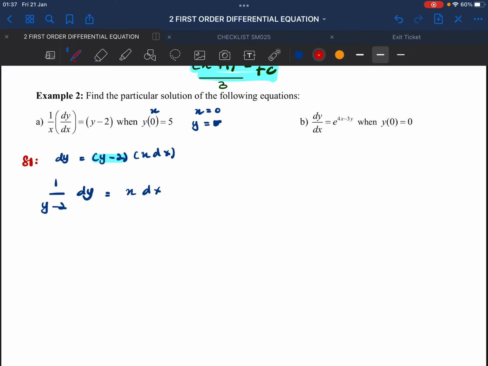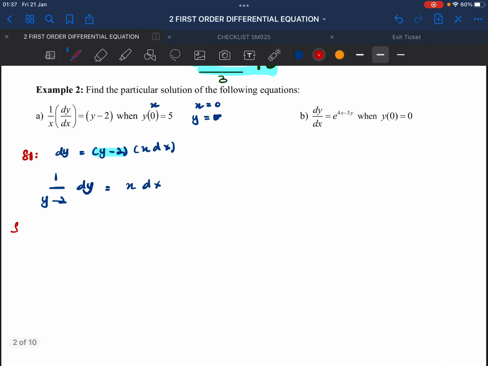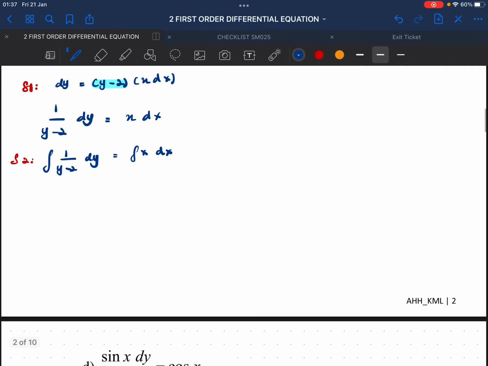Done. Just move to the second step, which is to integrate both sides. So integrate 1 over y minus 2 dy, integrate x dx. Integrating 1 over y minus 2, we will have ln modulus y minus 2, and here very simple, x squared over 2 plus c.